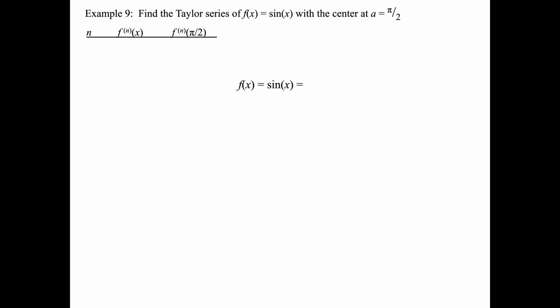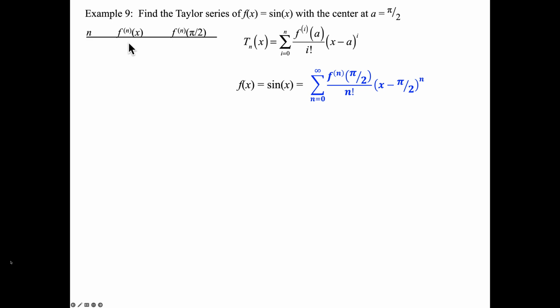All right, last example here for 9.10. Finding the Taylor series for sine of x with a center at a equals pi over 2. Here's my Taylor series formula. We have to do our derivatives again. So put in pi over 2 for a. That's what we're going to have in our derivative. So next we'll start finding derivatives.